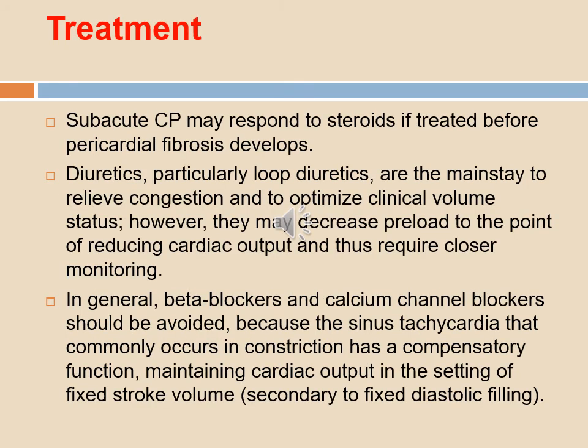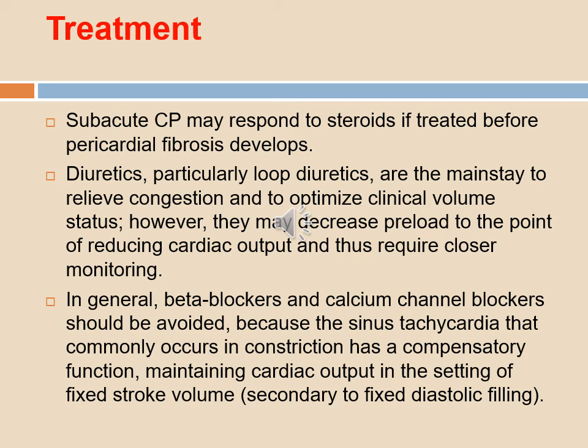Regarding the treatment, the medical treatment is not helping so much. The subacute forms of constrictive pericarditis may respond to steroids if treated before the pericardial fibrosis develops. Regarding the diuretics, especially the loop diuretics, they are the mainstay to relieve the congestion and to optimize the clinical volume status, but you should be very cautious as it may lead to decreasing of the preload to the point of reducing the cardiac output, and that requires very close monitoring.